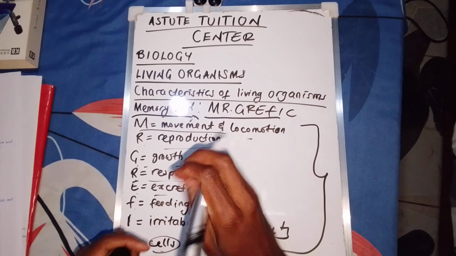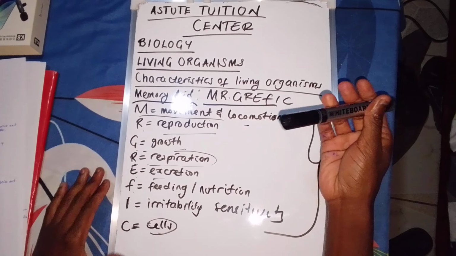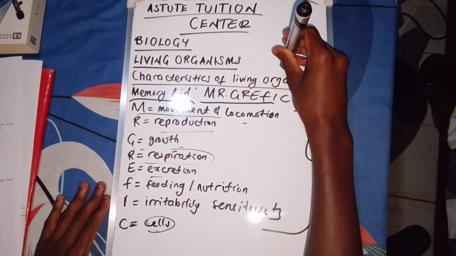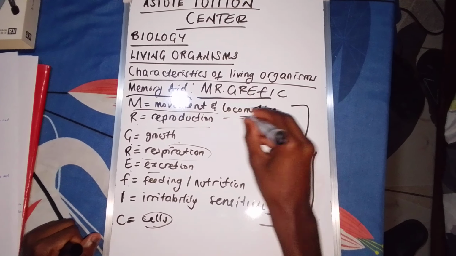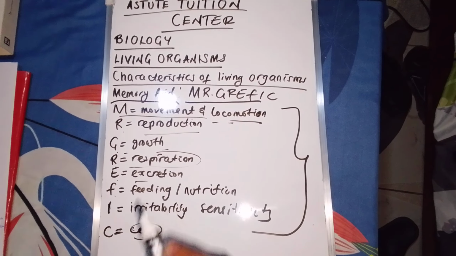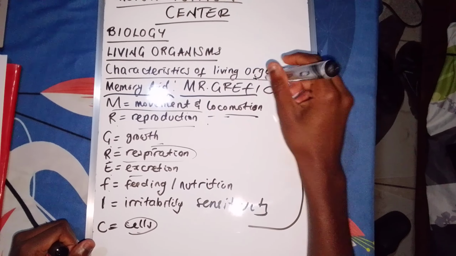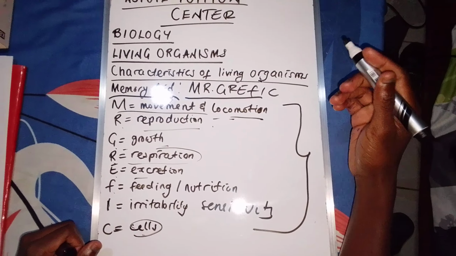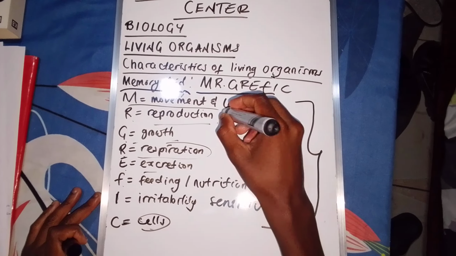And then locomotion is a process where the entire body of the organism is moving. For example, like this marker, when it moves from here to here, that's what we call locomotion. And then reproduction is a process by which all these living organisms reproduce their offspring. So that process where they produce their young ones is called reproduction.